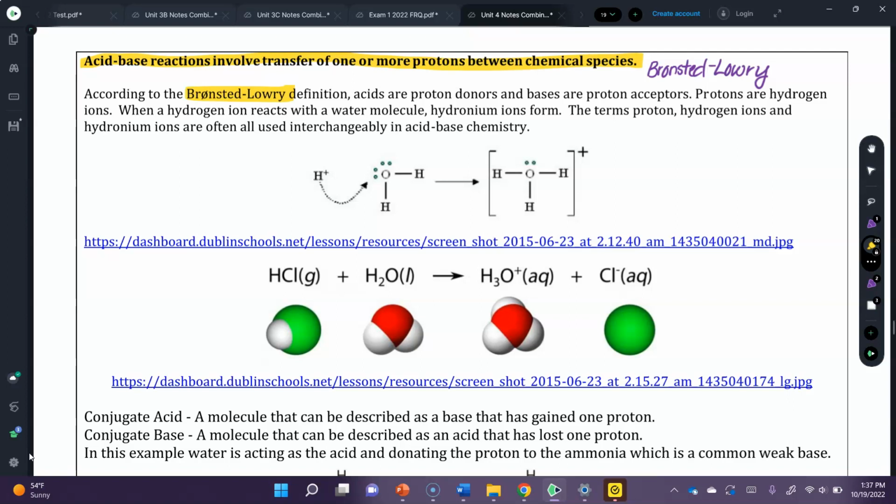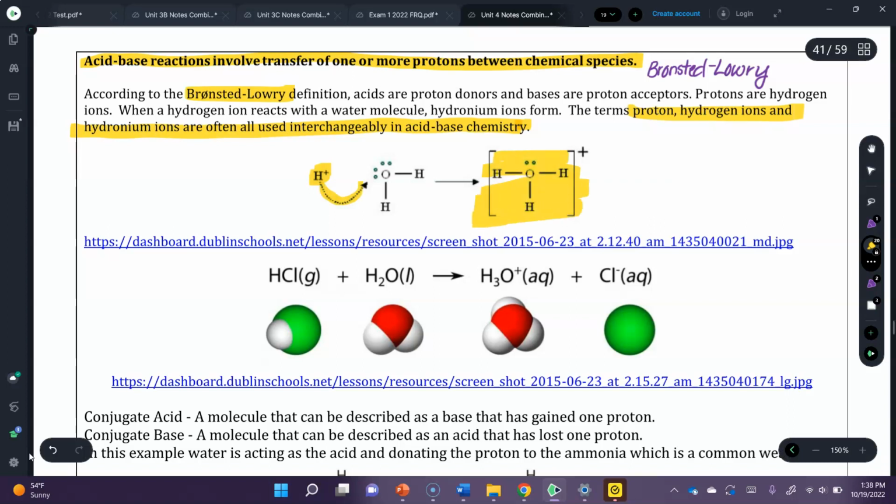When the hydrogen ion reacts with water, hydronium ions form. The terms proton, hydrogen ions, and hydronium ions are all used interchangeably in acid-base chemistry. Not always, but in acid-base chemistry, when we say there's a proton, we usually also mean there's a hydrogen ion. The hydrogen ions don't exist on their own. They're usually hooked up to the hydronium ion.